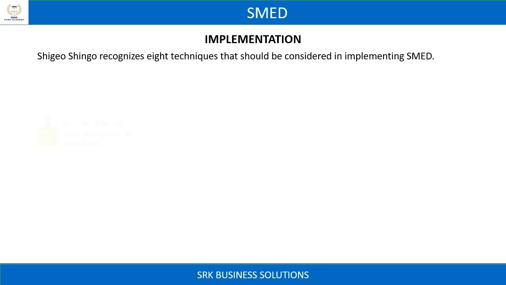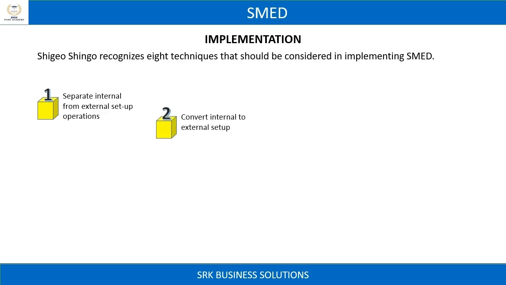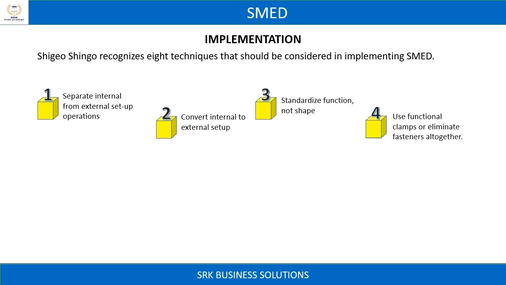Now we will see implementation of SMED. Shingo recognizes 8 techniques that should be considered in implementing SMED. 1. Separate internal from external setup operations. 2. Convert internal to external setup. 3. Standardize function, not shape. 4. Use functional clamps or eliminate fasteners altogether.